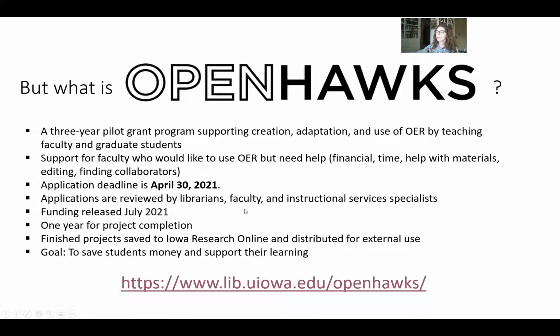But once we make our selections for who receives funding, that actual funding will be released in July 2021. So these go on the fiscal year. This project is for fiscal year 22. And so the libraries will release the money in July, and then it will flow through to the departments, which can sometimes be a bit of a messy process, but we could talk about that later.